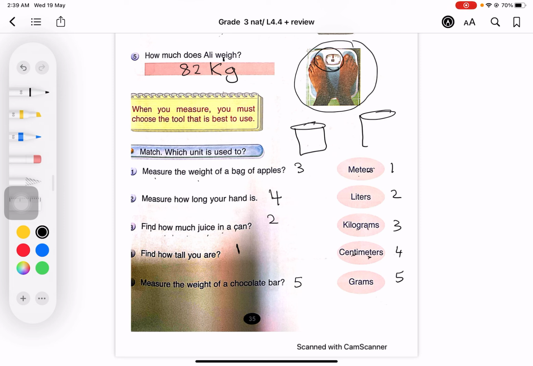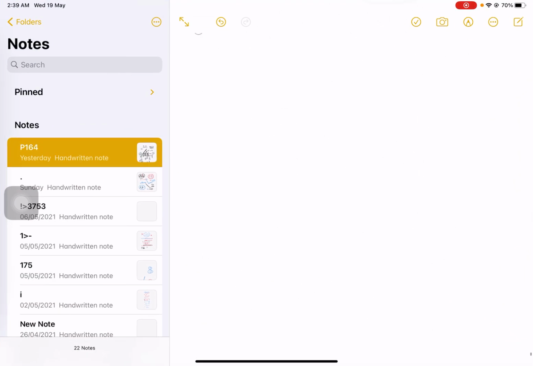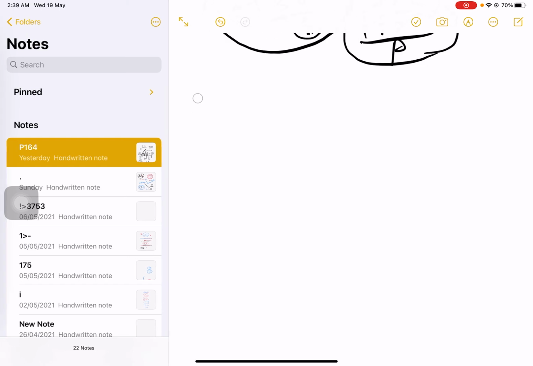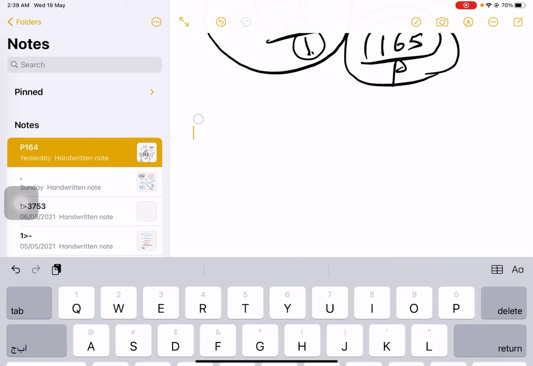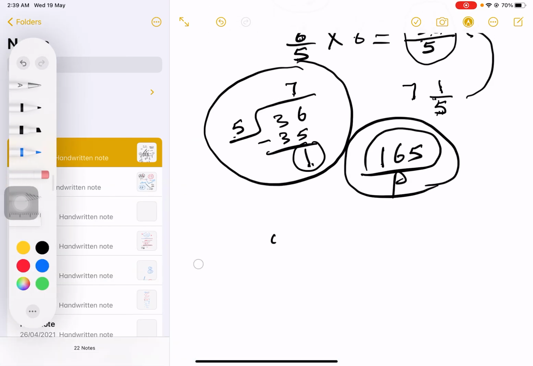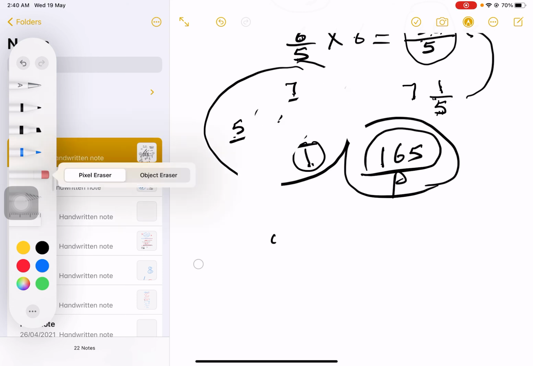Again, find the weight of a bag. You are going to use the unit kilogram. Okay, kilogram. Measure how long your hand is. You are going to use short units. It's centimeters. But when you are measuring how tall you are, you are going to use long units, meter. Okay, find how much juice is in a can. It's liters. Or measure the weight of a chocolate bar. It is what? Grams.